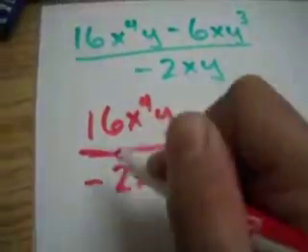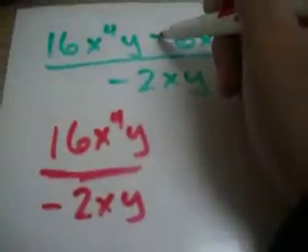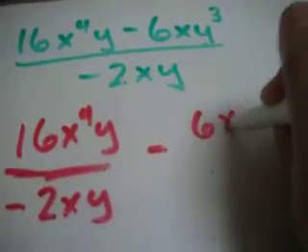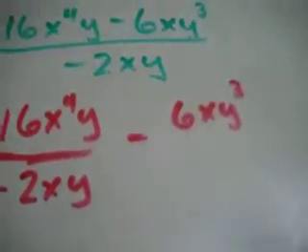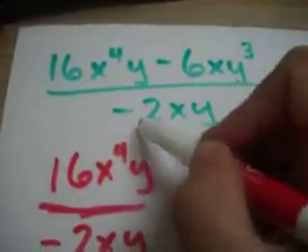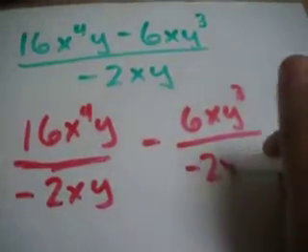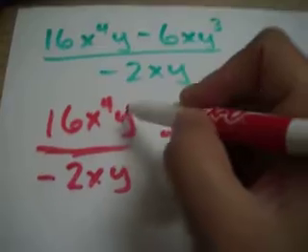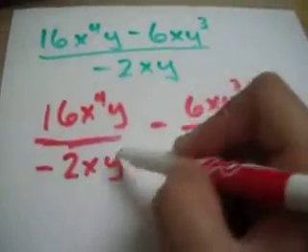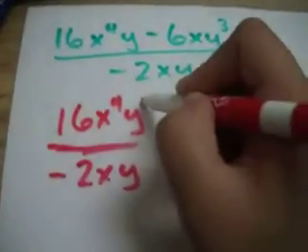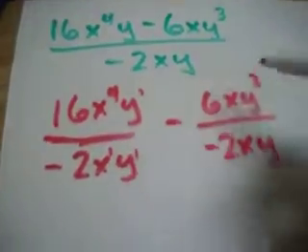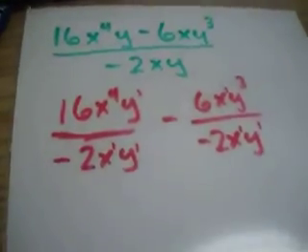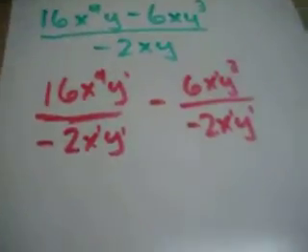Don't forget that negative, minus 6xy^3 divided by negative 2xy. Alright, so again, remember, even though we don't see any number on these variables, we're going to assume that there are ones. So I'm just going to add some ones there. There you go. Alright, so work each monomial by itself.